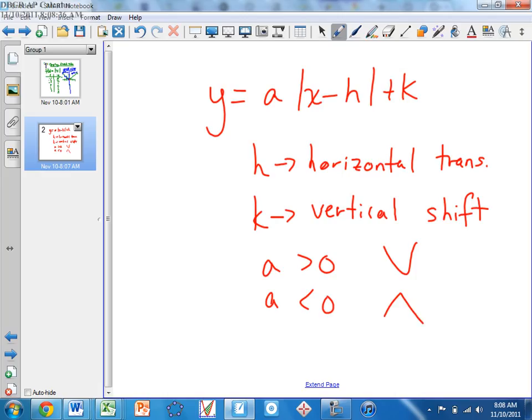Okay, again, if you look at the first example we just did, the value of A was 1. There was a 1 in front of the absolute value. And it was positive, thus it opened upward. If we have a negative A, and we'll see that in a minute, it's going to open downward. Again, a positive A, that's greater than 0, means opens up. A negative A, it opens down. Okay, any questions so far?